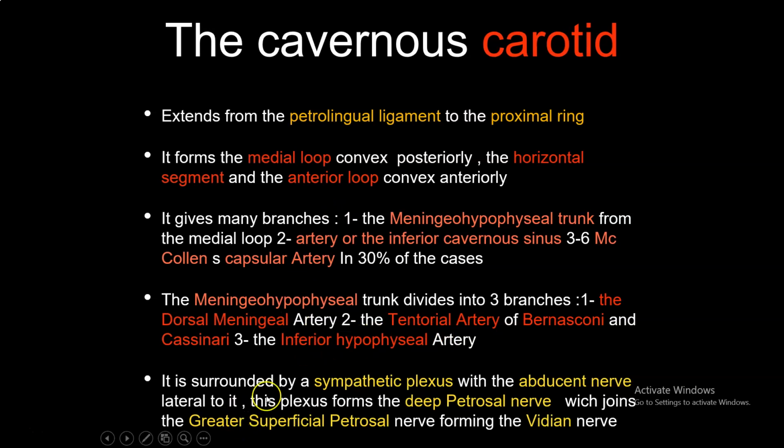And the cavernous carotid is also surrounded by a sympathetic plexus, which is forming the deep petrosal nerve, which joins the abducent nerve, then leaves it again as the deep petrosal nerve, which unites with the greater superficial petrosal nerve, forming the Vidian nerve. The Vidian nerve is supplying the mucosa of the nose and the sinuses, formed by a sympathetic part, which is the deep petrosal nerve, and the greater superficial petrosal nerve, which is a part of the facial nerve, the parasympathetic to the lacrimal gland for lacrimation.